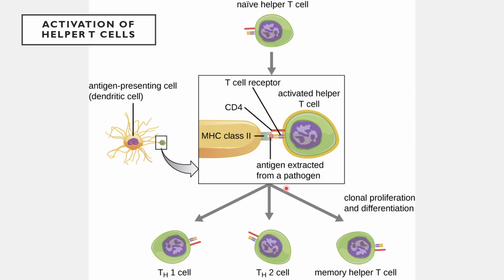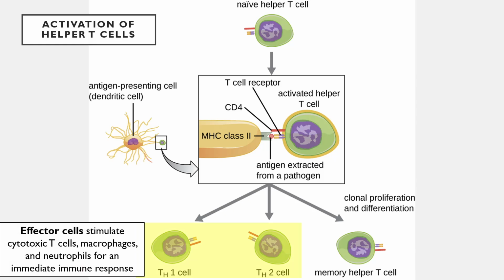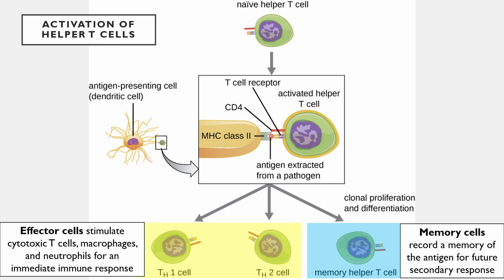But what we didn't see is what happens to the T cell after this process, because it also becomes activated and differentiates into several different cell types. Effector cells are ones that stimulate cytotoxic T cells, macrophages, and neutrophils to conduct an immediate immune response to the pathogen. They also differentiate into memory T cells, and these memory T cells, similar to memory B cells, will record a permanent memory of the antigen that has been used to activate them for a faster secondary future immune response. So this is what happens when helper T cells get activated.